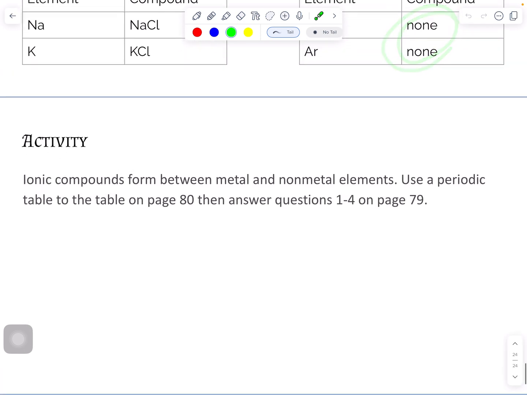So ionic compounds form between metal and non-metal elements. You're going to use a periodic table to complete the table on page 80, and then answer questions 1 through 4 on page 79. So complete the table first using the periodic table. Remember, compounds form between metal and non-metal elements, so left side, right side, and then answer the questions.